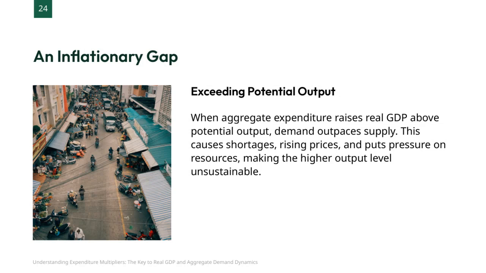Here we're looking at the concept of an inflationary gap. This occurs when aggregate expenditure pushes real GDP beyond its potential output. In simpler terms, demand for goods and services rises faster than what the economy can sustainably produce. This imbalance leads to shortages and upward pressure on prices as resources become strained. As a result, this higher level of output isn't maintainable in the long run because the economy is essentially overheating. The image of a busy street with bustling activity helps illustrate how demand can build up rapidly, creating pressures throughout the system.